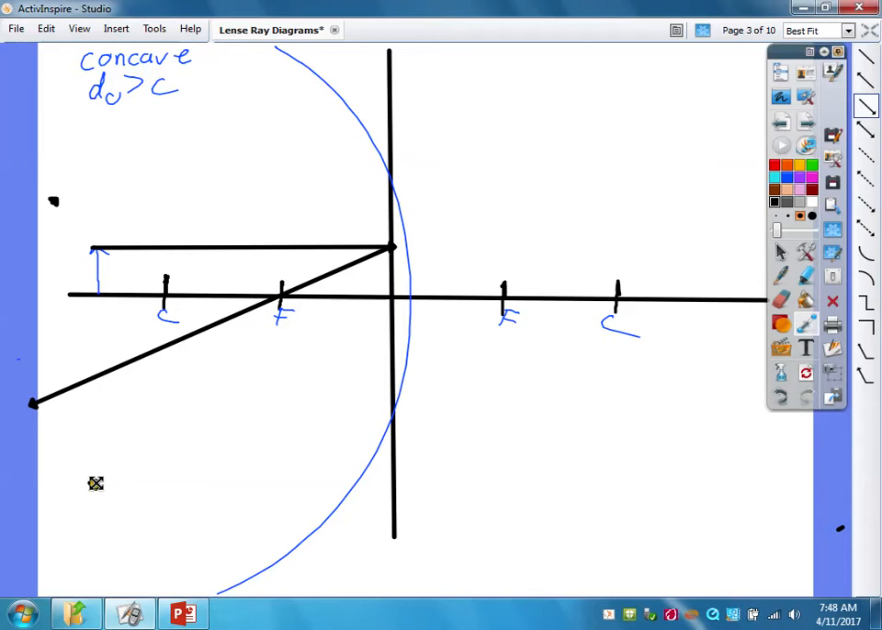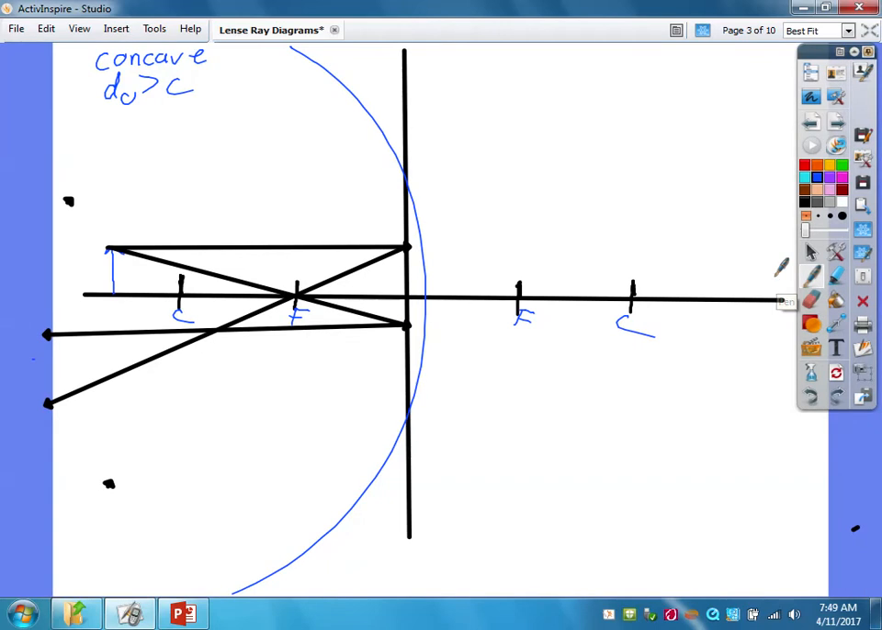The second ray goes through F, hits the mirror, and then reflects straight back. So one goes straight across, parallel, and then back through the focal point, the other one through the focal point, and then straight back. That means the image is created right at the intersection of those 2 reflected rays. Let me go back and write O and I there. So there is my image. My image is right between C and F and is pointed downward, is upside down.